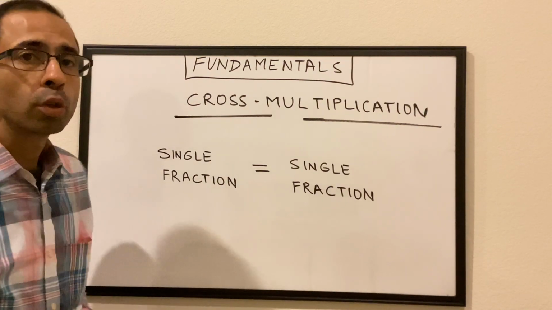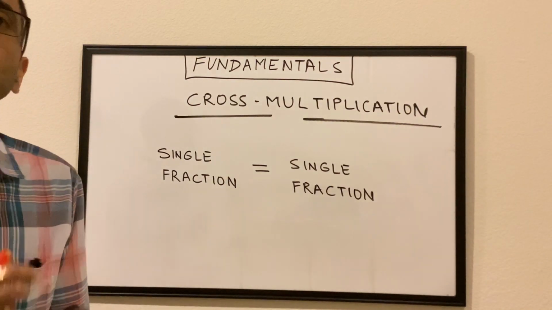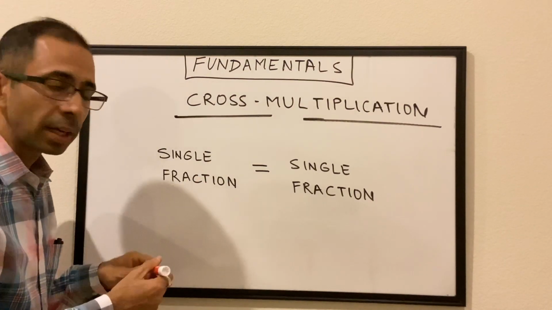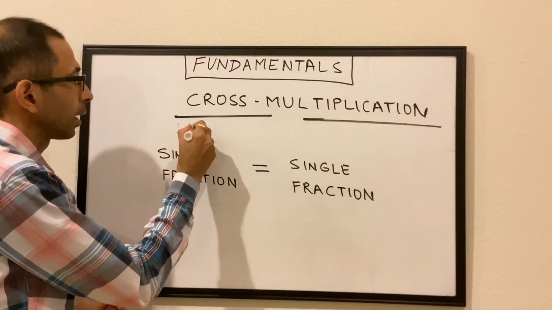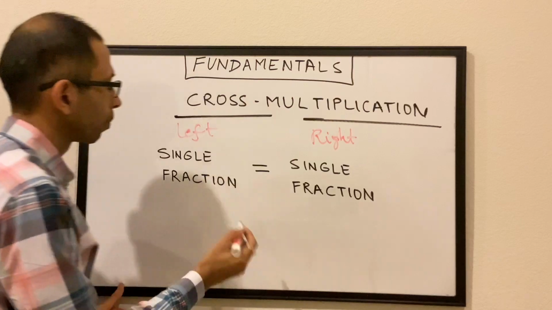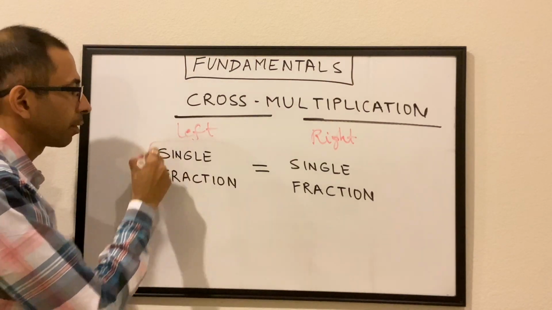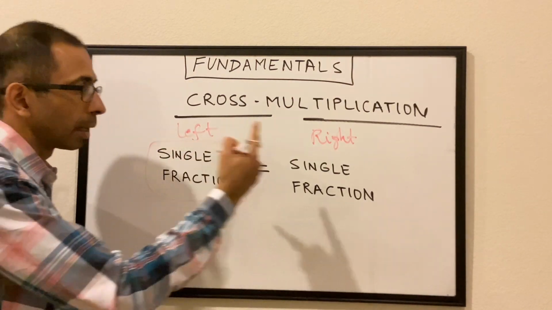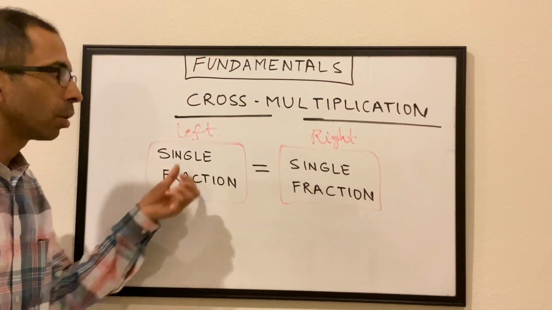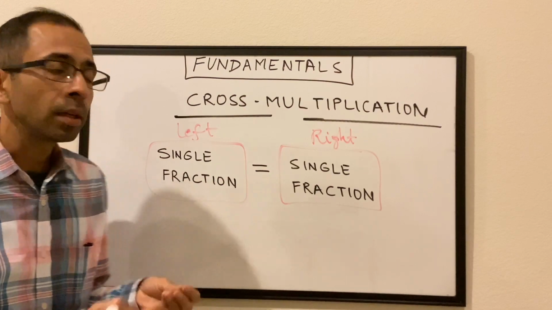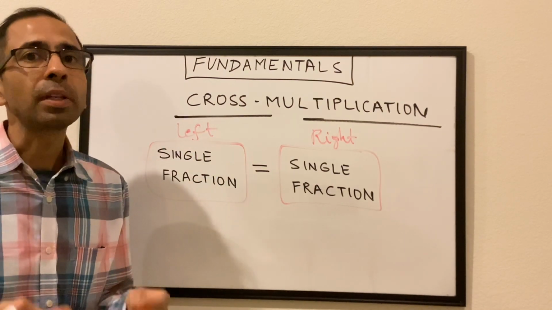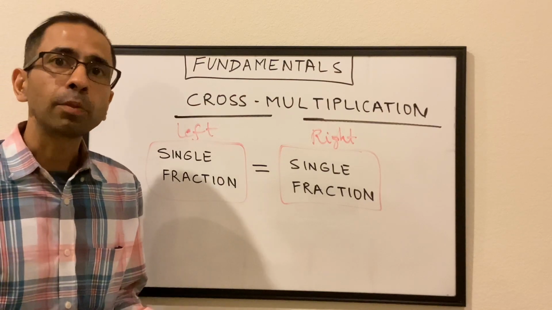So the first and foremost thing for us to be able to use cross multiplication is that there has to be an equation, right? There has to be a left side, and there has to be a right side. Now, the left side has to be a single fraction, and the right side also has to be a single fraction. No matter how small or big the fraction is, that does not matter, but each of these sides has to have a single fraction. Only then can we use cross multiplication. Let's see what we mean by that.